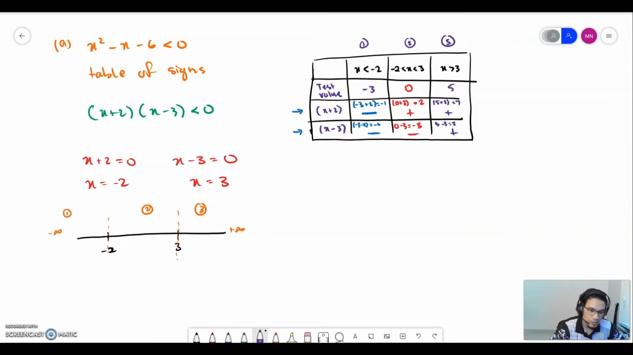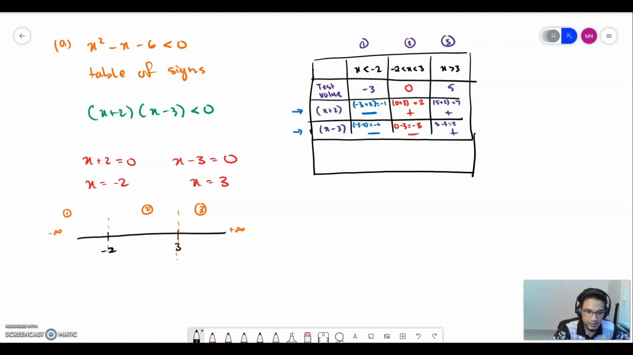You don't need to write down the equation, like 5 + 2 equal to 7. You could just write down the symbol, whether it is positive or negative, when you substitute the test value into the factor.